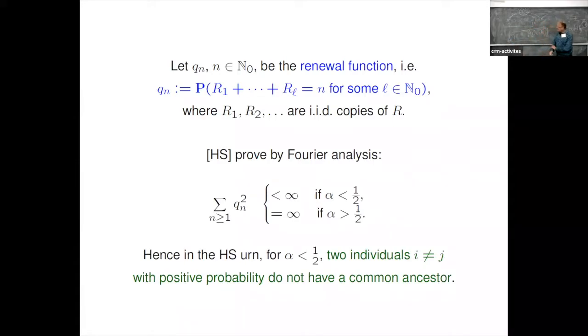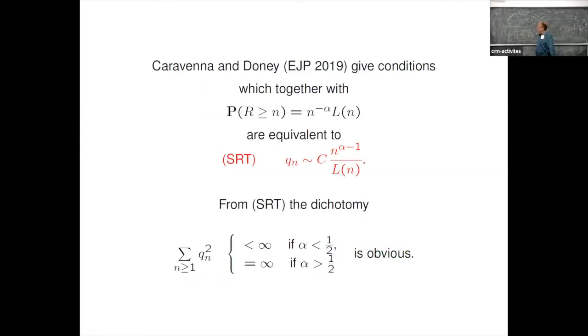And well, it's just the sum of the Qn squares which decides whether we have a tree or a forest. Benna and Doni, in a recent paper in EJP, give conditions for what they call the strong renewal theorem, SRT, right? And they give conditions which, together with this ever-standing assumption, are equivalent to a nice power decay of the Qn, because it's not guaranteed that this condition guarantees a nice power decay of the Qn.